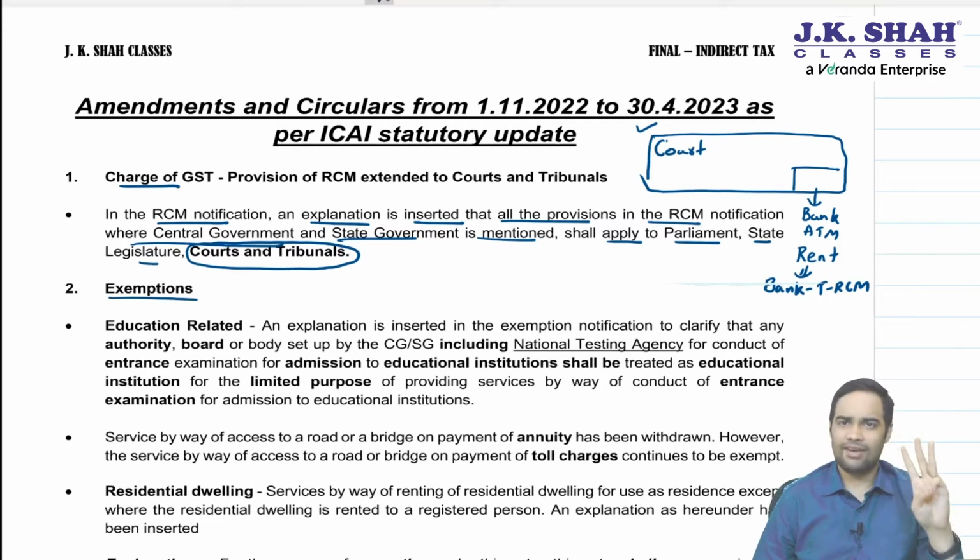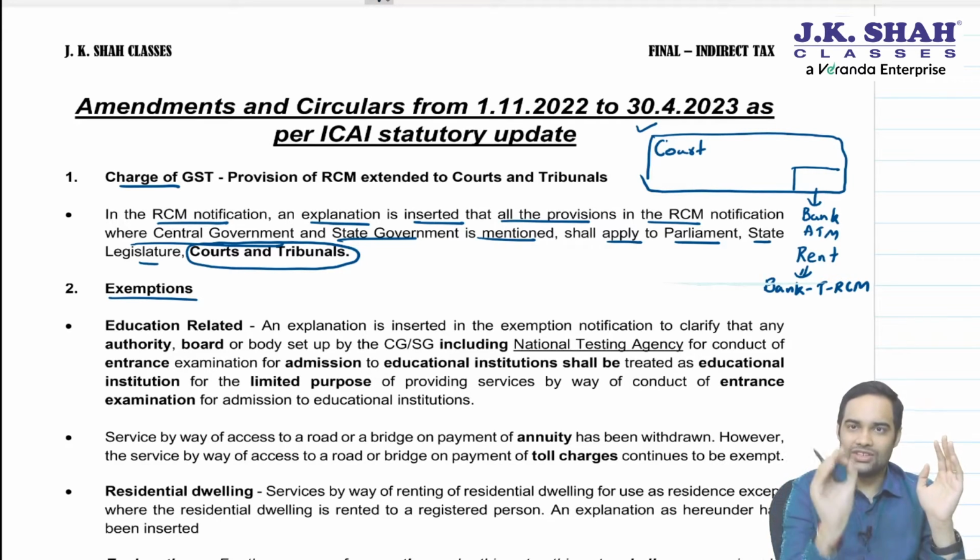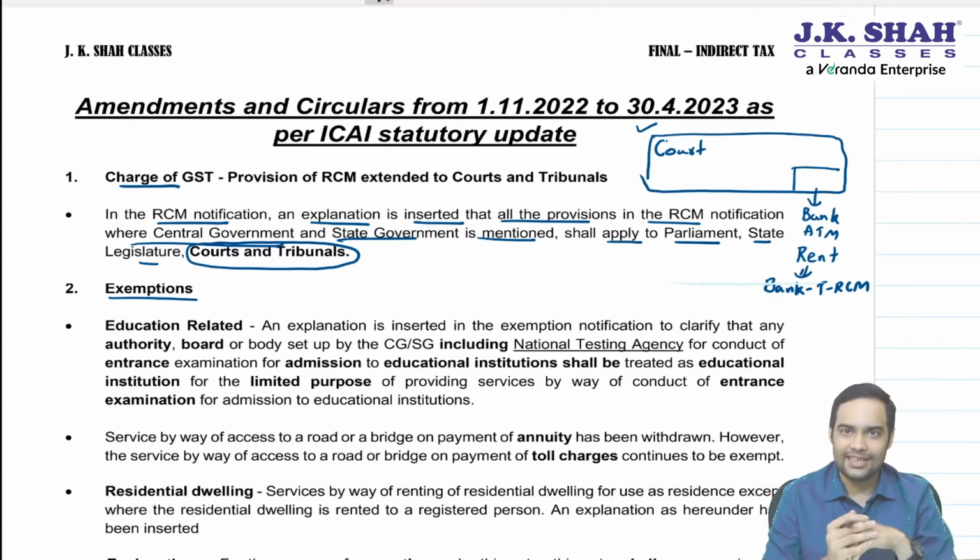Three amendments have happened in the exemption chapter. First one relating to National Testing Agency. Let me give you some background. See, when an education institute is conducting an entrance exam, it enjoys an exemption. That's already given in the notification. An education institute conducting an entrance exam enjoys an exemption.